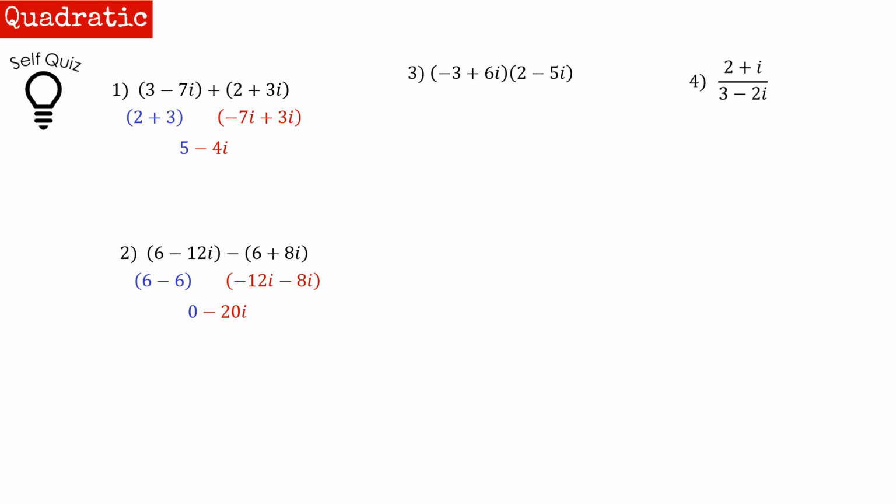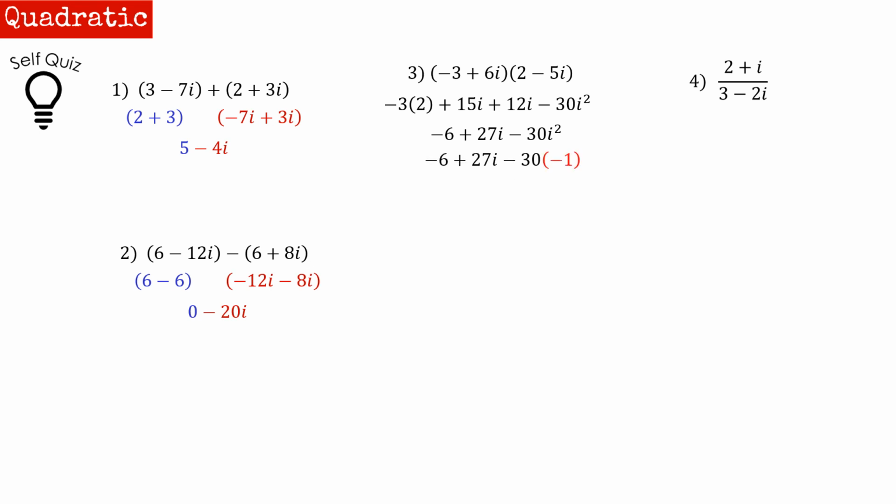This is in the form a plus bi. But some instructors will leave it as negative 20i. For number 3, we're actually FOILing. So we're going to do first, outside, inside, last. And then I'm going to simplify. Negative 3 times 2 is negative 6. 15i plus 12i is 27i. And then we have minus 30i squared.